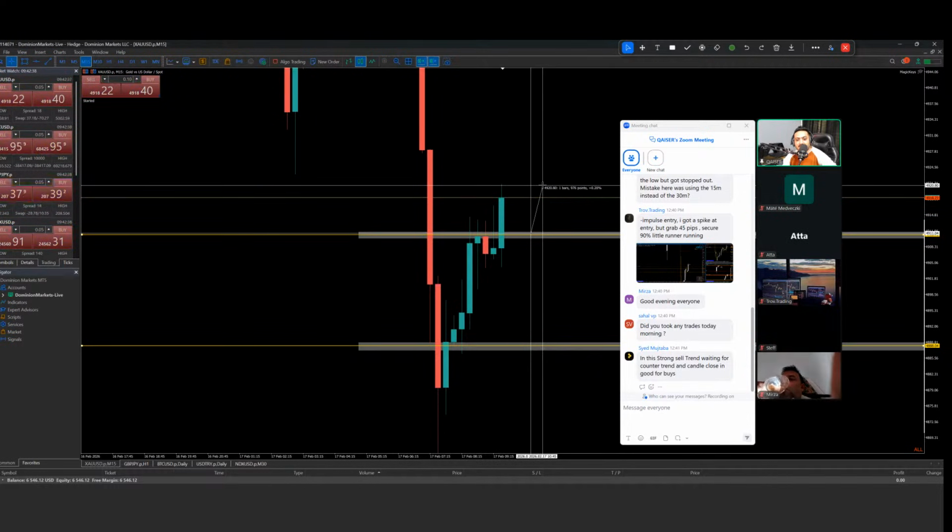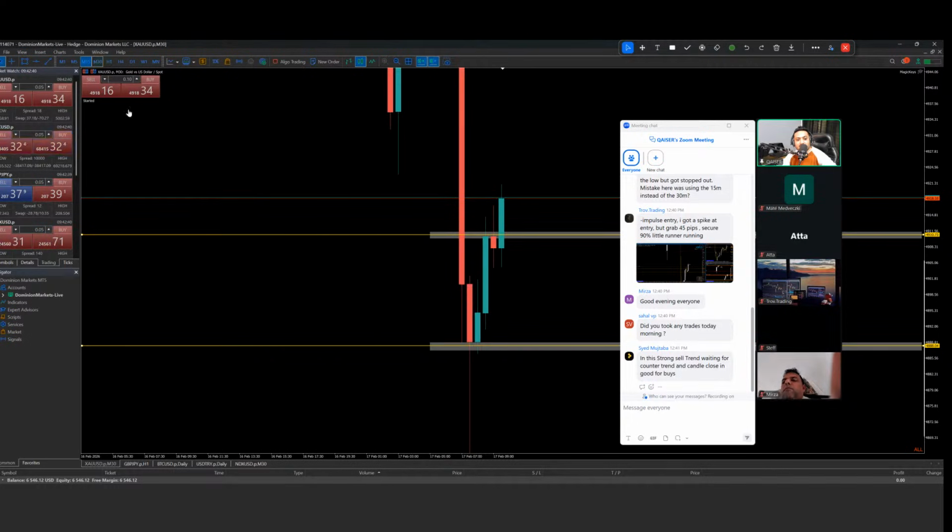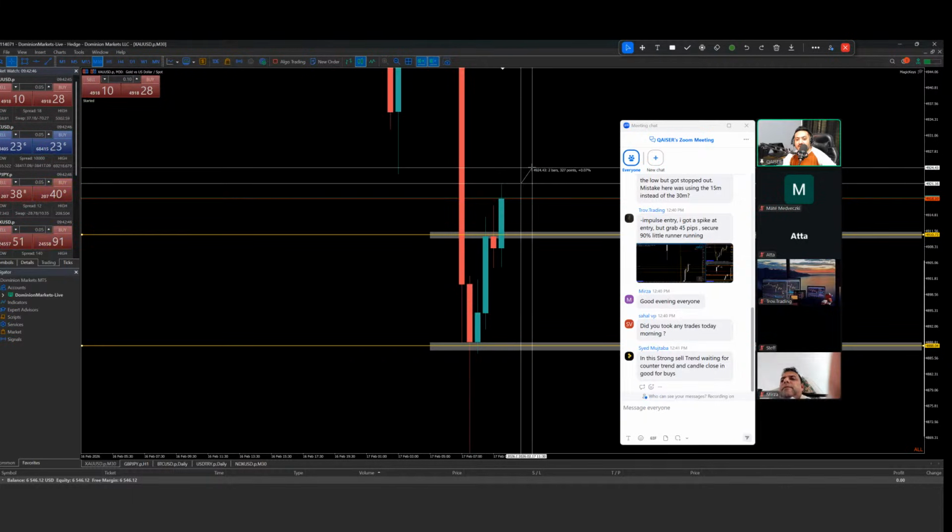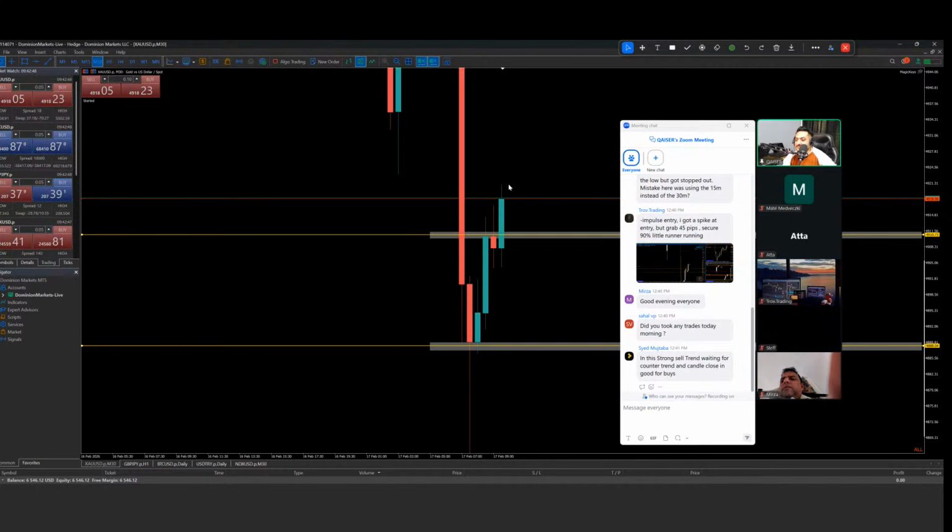Yeah man, I just need to wait here. I would like to see this 30-minute candle close above the resistance. Then with the next candle, create a big break above the high so I can give my trade a chance. Sticking with the 30-minute time frame right now. In this strong sell trend, waiting for a counter trend and a candle close good for buys. Yeah, waiting for a candle to close above the resistance. That totally makes sense.